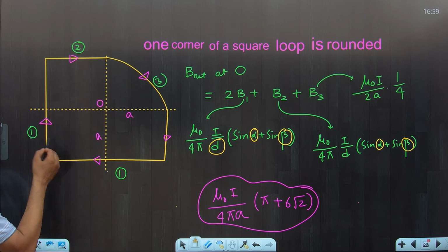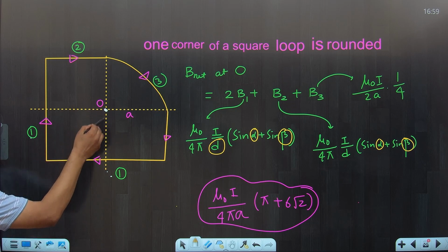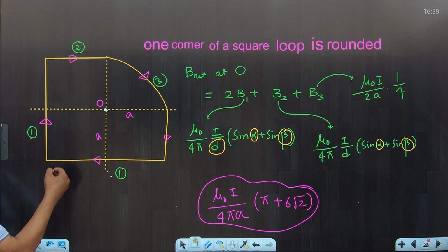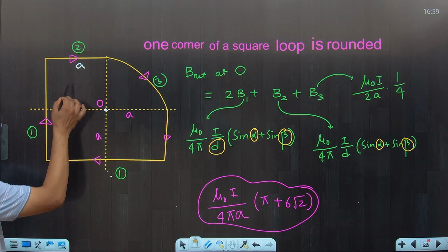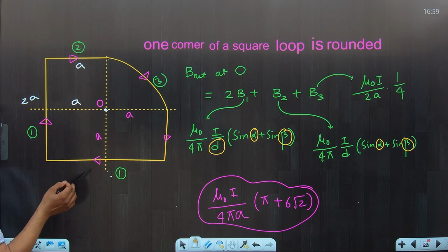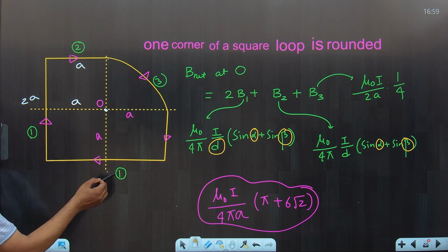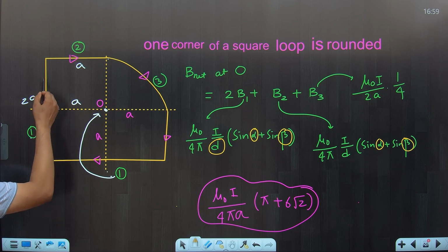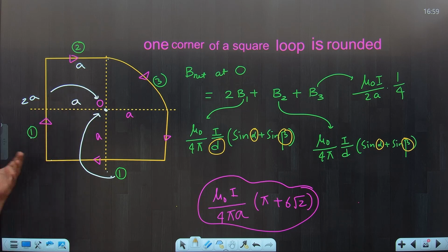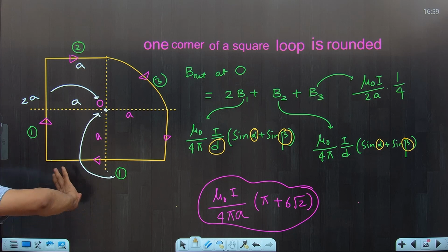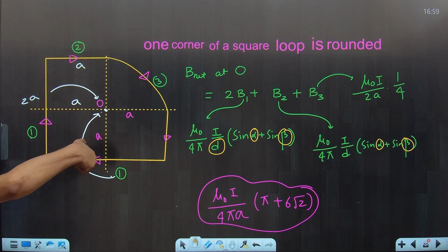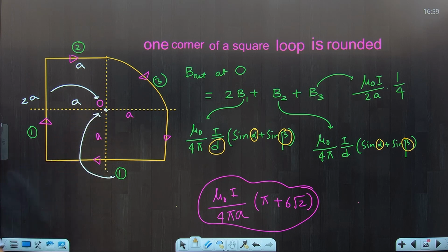But this part and this part are identical about O. This is length 2a, this is length 2a, and this is length a, this is length a, this is length 2a. So if this part is 1, this part creates magnetic field B1, and so this part will also create magnetic field B1, because this part and this part are symmetrical about O, right? So your net magnetic field will be, curl your fingers along the sense of current, your thumb goes inside, so magnetic field at O will be into the paper. So net field is B1 plus B1, that is 2B1 plus B2 plus B3.